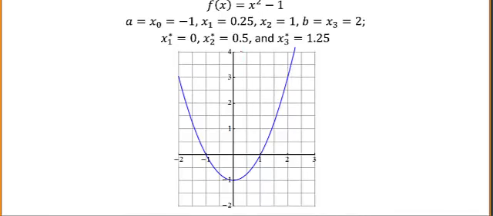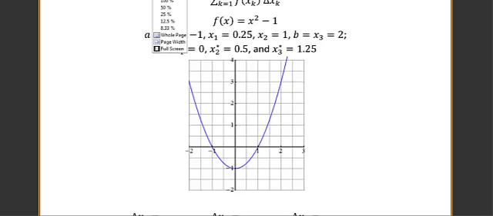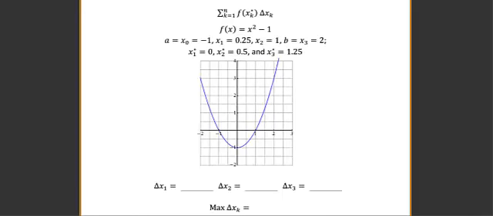Let me turn down the size of this just a little bit so that we can fit more stuff on the screen. We start out with the left end at negative 1, and then that goes from negative 1 to positive 1/4. Positive 1/4 will be right here.